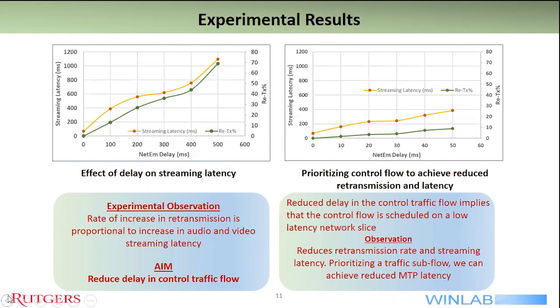So what we thought was, if we can prioritize one of these subflows over a slice, over a low latency slice, the streaming latency would actually reduce as well. And that's what we performed here. We reduced the NetM delay synthetically through the access point, and we see that the streaming latency reduces. So just one way, if we are trying to introduce a prioritization of this control flow, we achieve gain of QoE at the user's end.